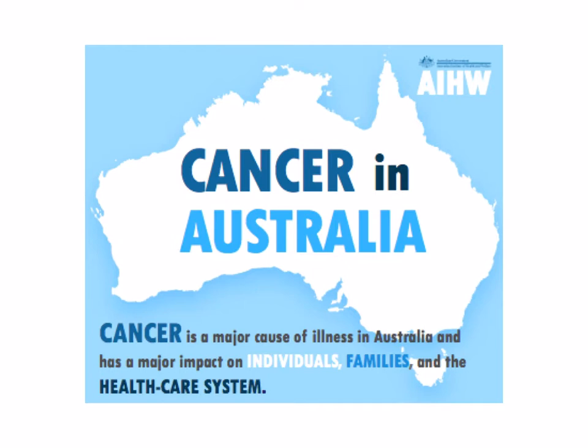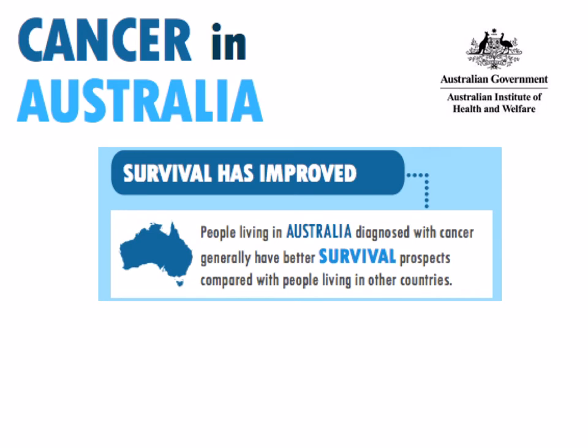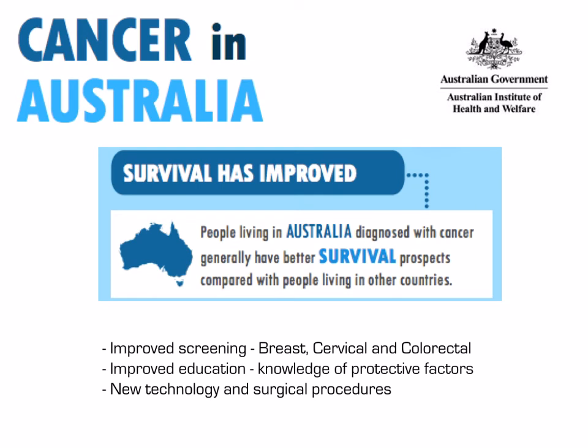Cancer is a major cause of illness in Australia and has a major impact on individuals, families, and the healthcare system. Cancer has long been the second biggest cause of death in Australia behind cardiovascular disease and remains so today. However, mortality rates have decreased steadily over time since the mid-1980s. Survival for cancer has improved over time. People living in Australia diagnosed with cancer generally have better survival prospects compared with people that live in other countries. This is due to improved screening, such as breast, cervical and colorectal screening, improved education and knowledge of the protective factors, and new technology and surgical procedures.